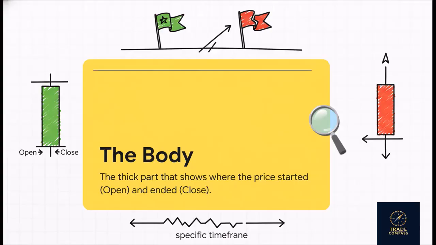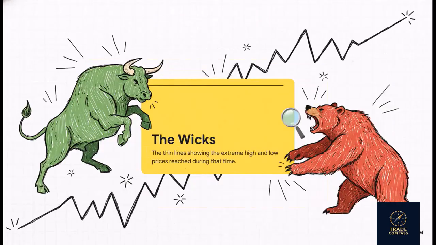It tells you two things: where the price started, the open, and where it ended, the close for that time period. Think of it as the main battlefield, you know? It shows you the real territory that was won or lost. All right, next are the wicks. See those thin little lines sticking out the top and bottom? They show the real chaos of the fight. They represent the absolute furthest points the bulls and the bears managed to push to. It's like they made a charge, they gained some ground for a moment, but they just couldn't hold it by the time the round was over.